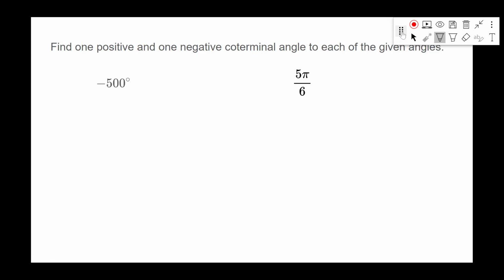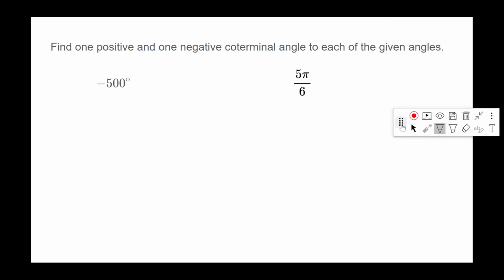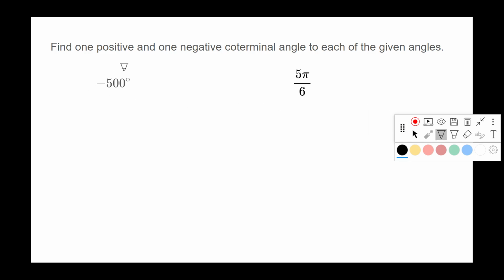Okay? So let's find one positive coterminal and one negative coterminal angle to each of the given angles. Negative 500 degrees. So one positive and one negative coterminal angle. Well, I'm at negative 500. So there's a couple things I could do. If I subtract another 360 off of that, I'm at negative 860. That's coterminal.